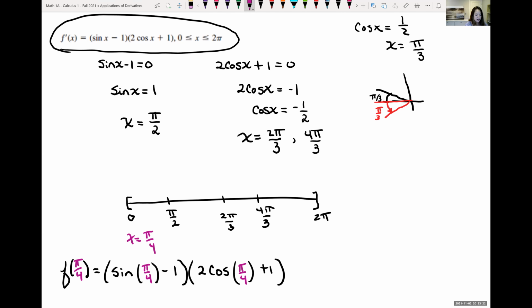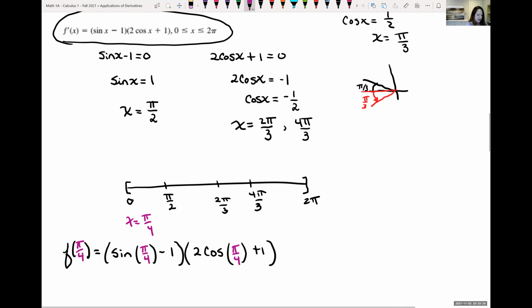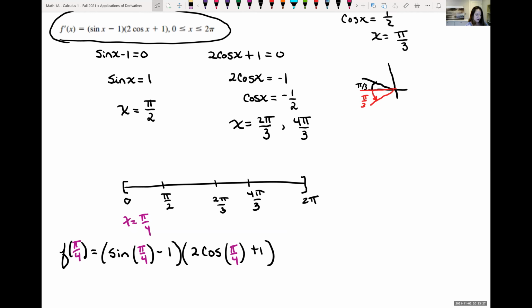Really all we have to worry about is whether this is positive or negative. Sine of pi fourths is √2/2, and the square root of 2 over 2 is about 0.7, so that's less than 1. And so this is a negative number here, and this is going to be positive. So this is going to be less than 0, so the function will be decreasing between 0 and pi halves.